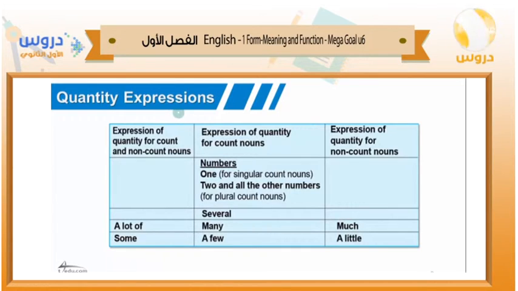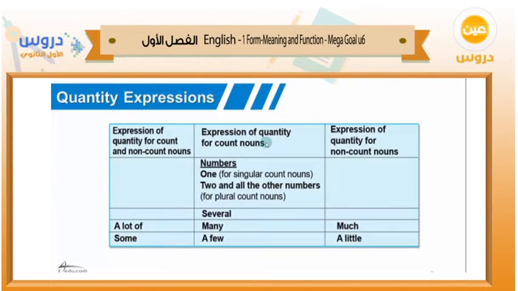If we move on to the quantity expressions, so we have expressions of quantity for countable and non-countable, so we use them for both. So we can say a lot of sugar and we can say a lot of books. We can say some sugar or some books. We can say some milk also. So these two, a lot of and some, which are actually most of the time informal, we use them for both countable and non-countable.